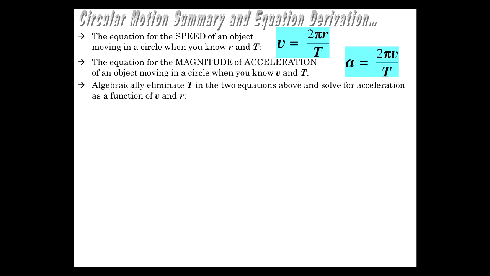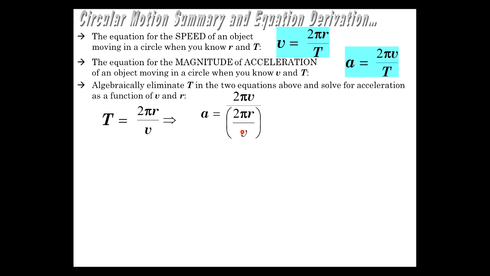Very useful. We're now going to eliminate t in these two equations and solve for the acceleration as a function of v and r. So we'll solve for t here, stick that in for this. So here we go. T is 2 pi r over v. And now we have a is 2 pi v over t. And for t, we're going to put what we just solved, 2 pi r over v.